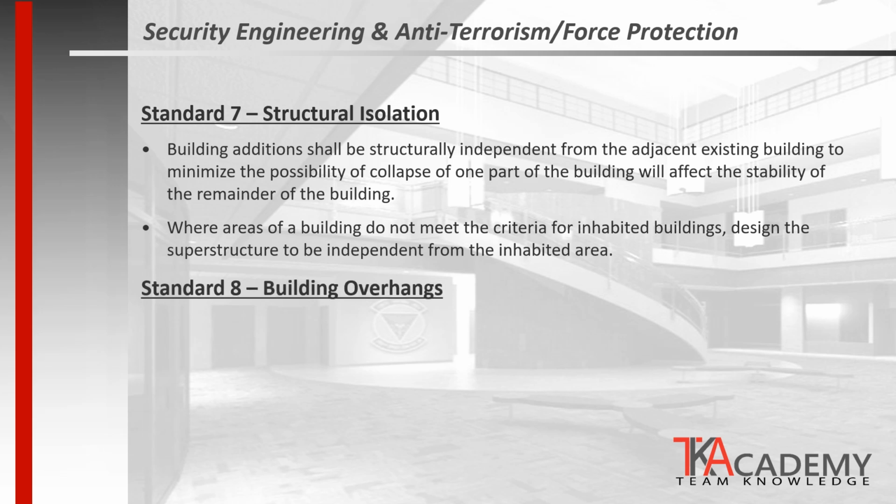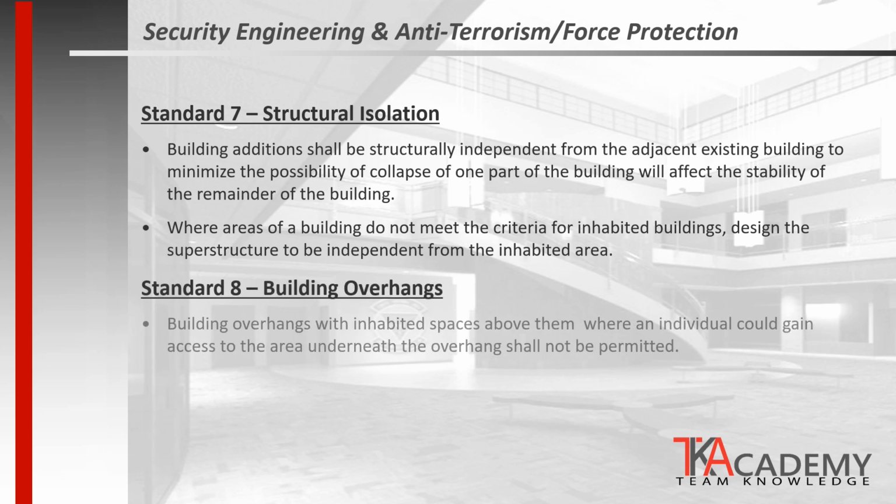Standard 8 addresses building overhangs. Building overhangs that have an inhabited space above them, where an individual could gain access to an area underneath the overhanging area, shall not be permitted. This does not pertain to uninhabited areas such as a roof overhang or a canopy.